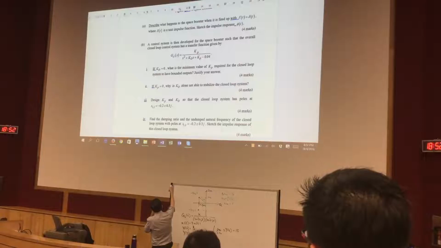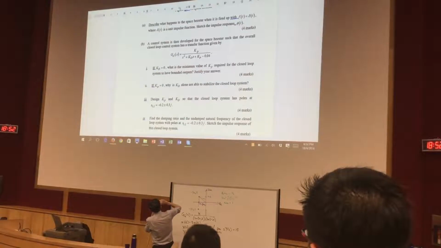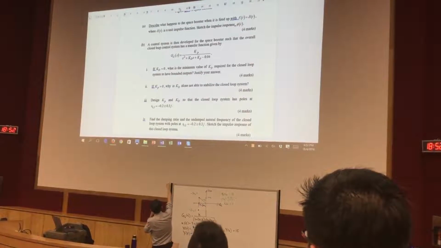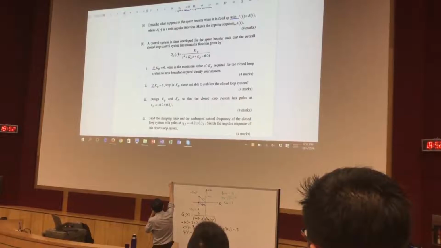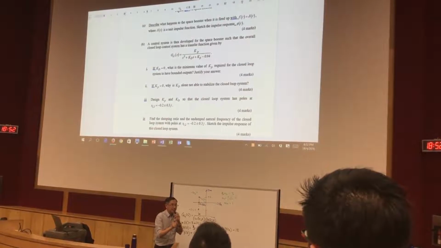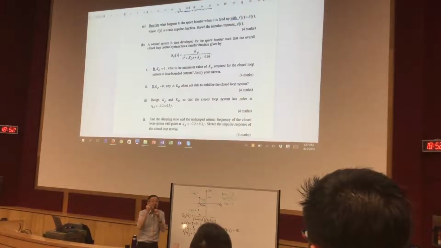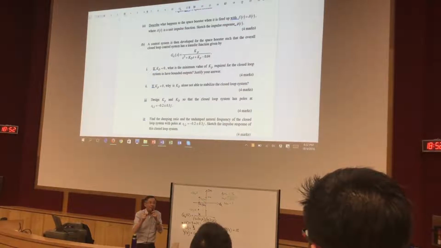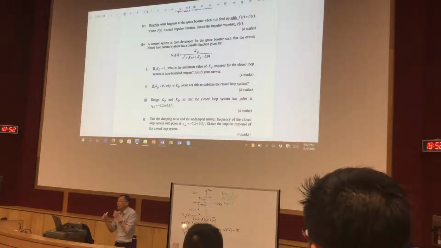If Kp is 0, so have I got it right? No, sorry, the other way. When Kd is 0, you will get this. So the only way that you can have a bounded one is this constant Kp minus 0.04 must be positive. Must be positive. That means Kp must be greater than 0.04. Okay, sorry about that.